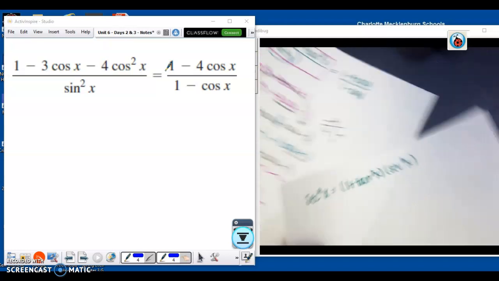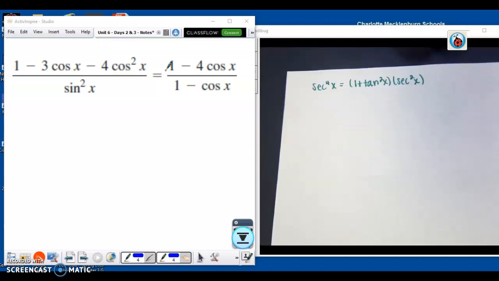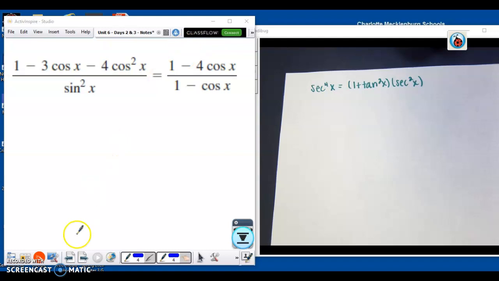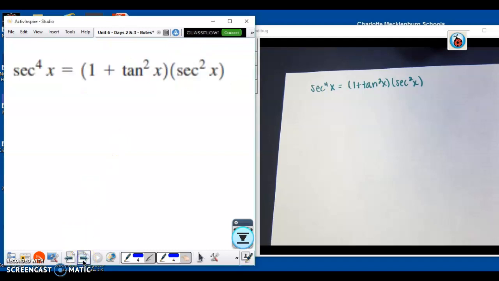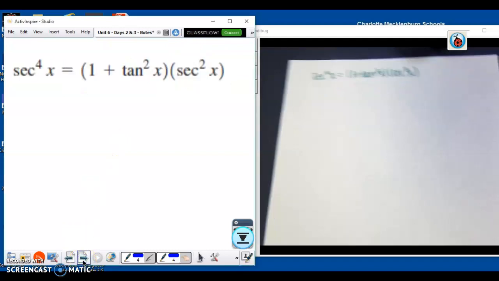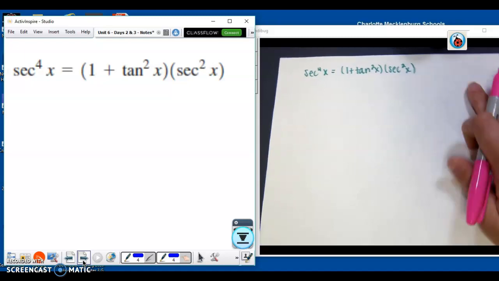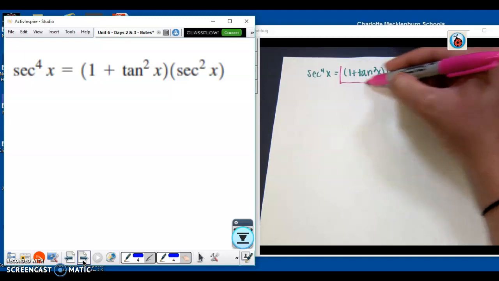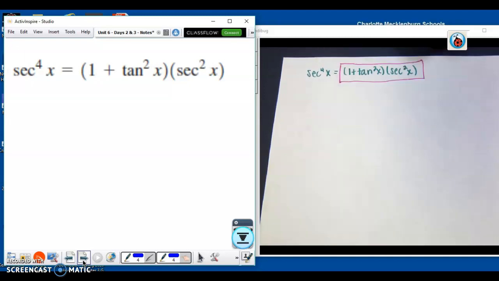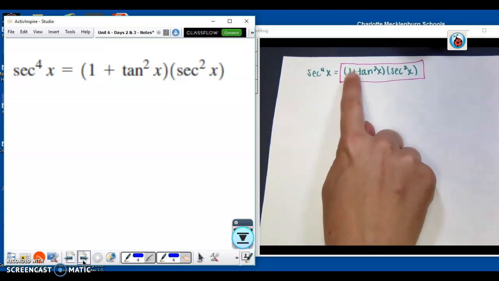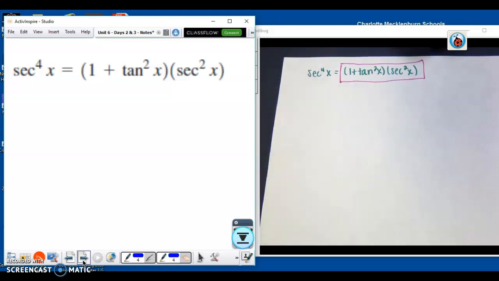Alright, and then the last problem. Okay, so on this one, hopefully you can tell which one you're going to start with. So we're going to start with the right one this time. Couple ways to do this. I'm going to show you the fastest way. These are multiplied, so if you want to multiply them out and simplify, you can. It will work. It will just take you a little bit longer.